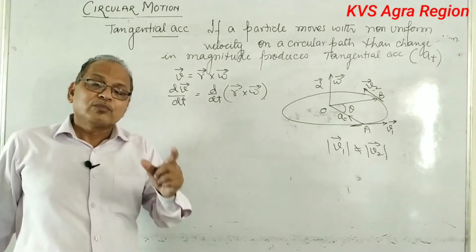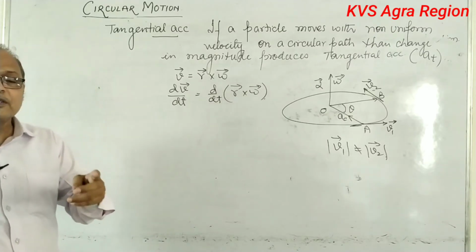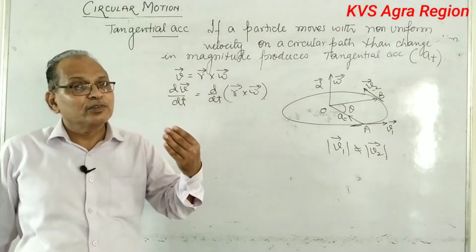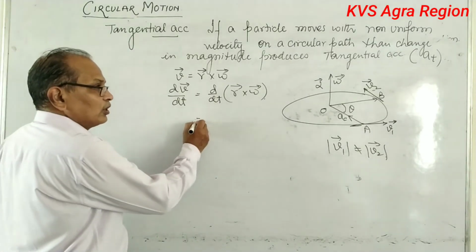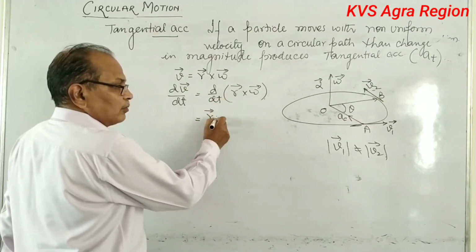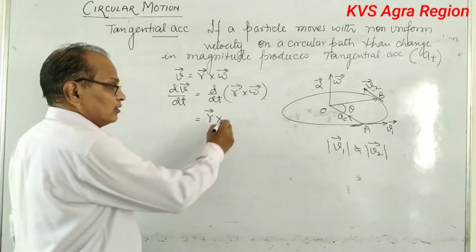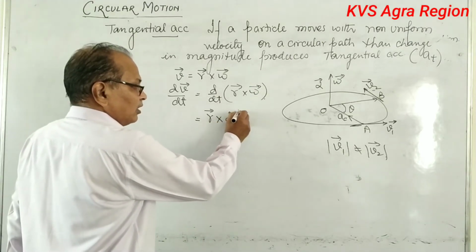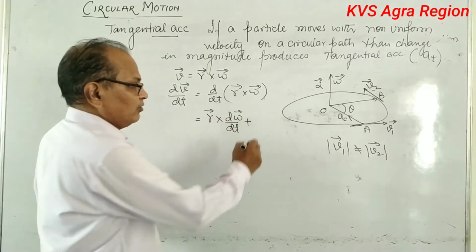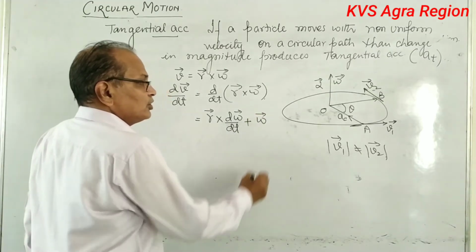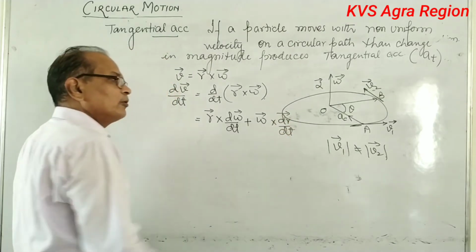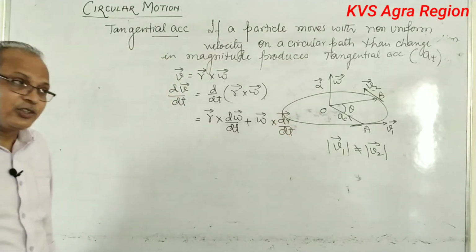Apply product rule, and the product rule of differentiation is that first function times differentiation of the second plus second function times differentiation of the first. So first of all, the first function is r vector, times differentiation of the second, which means d omega upon dt, plus second function is omega, times differentiation of the first, dr upon dt. It is the product rule for differentiation.